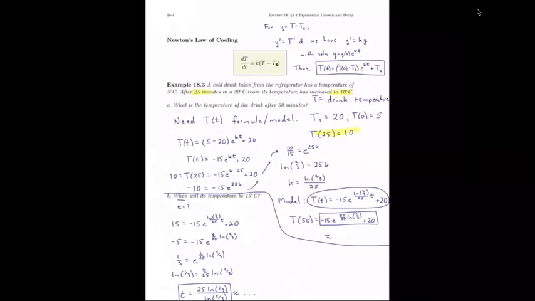That would be adding 10. It's increased to the temperature of 10 degrees Celsius. So T at 25 is 10. All right, we need this model or this formula, the temperature as a function of time.